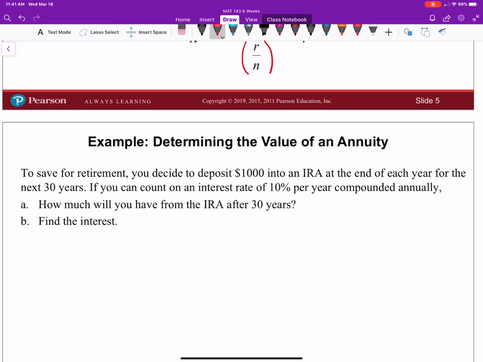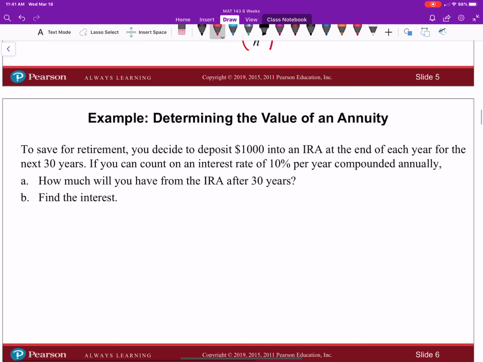All right, let's go ahead and look at an example of doing the annuities. It says to save for retirement, you decide to deposit $1,000 in an IRA at the end of each year for the next 30 years. You can count on an interest of 10% per year compounded annually. It says how much would you have from the IRA after 30 years, and then it says find the interest.